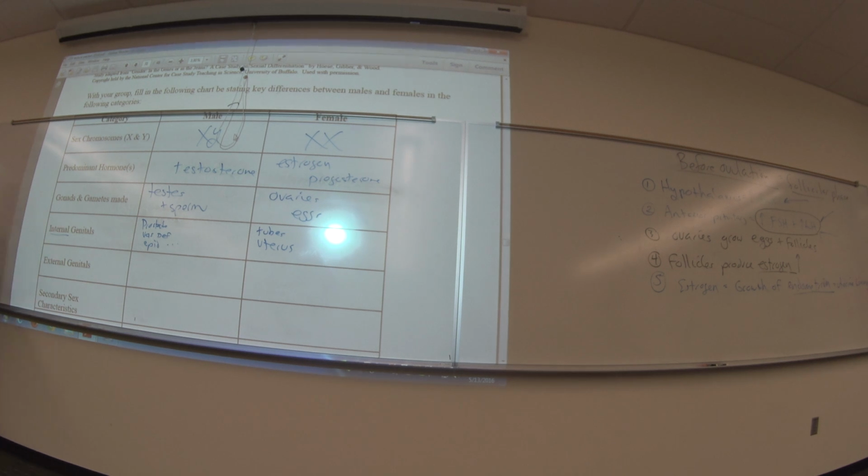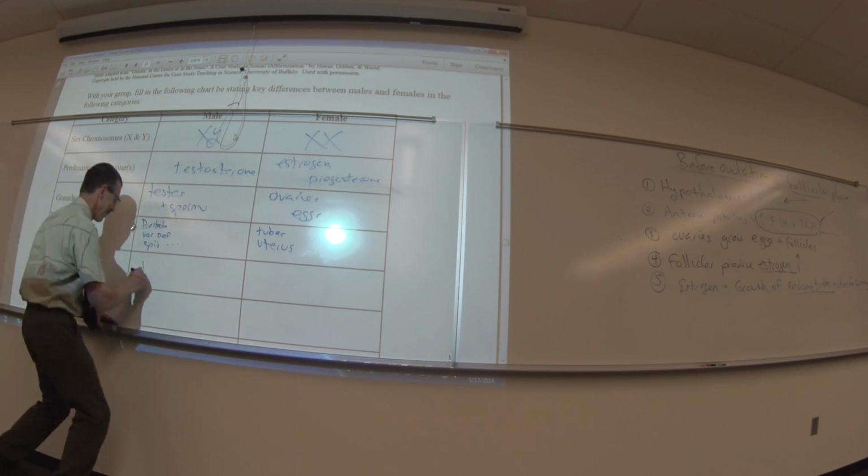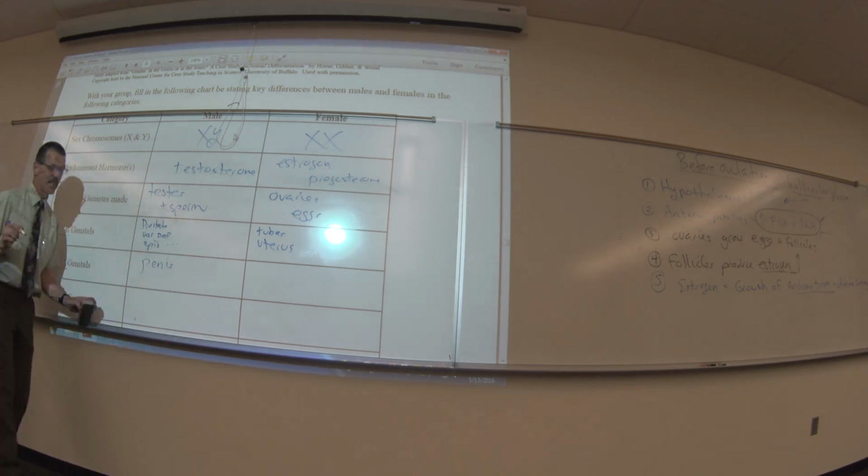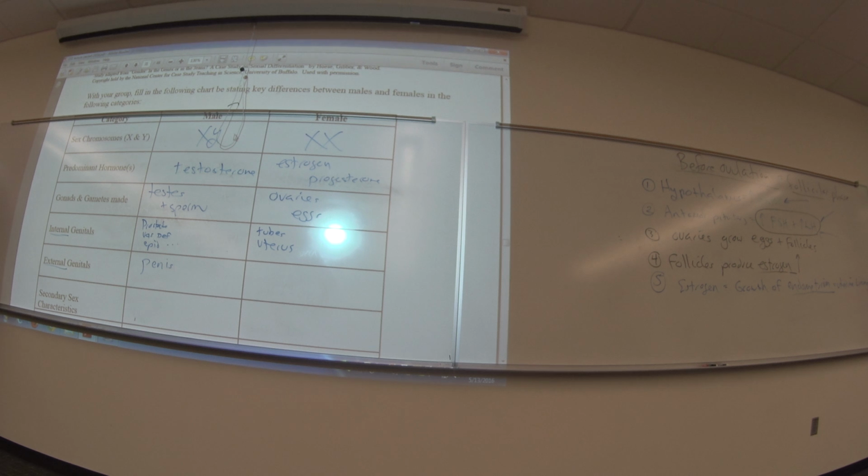Cervix. Okay, you can say the same thing about what you see on the outside. So give me an external male thing. Wow, never heard that one before. All right. So you can say the penis, you can say scrotum, right? How about female?